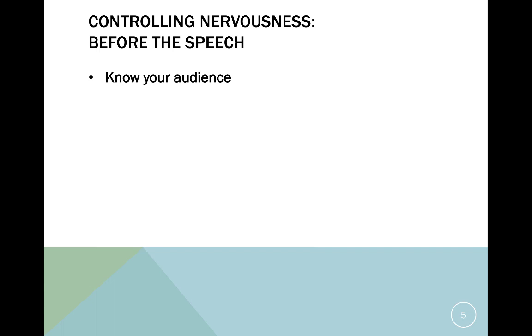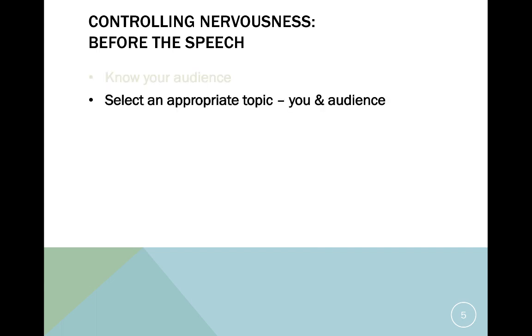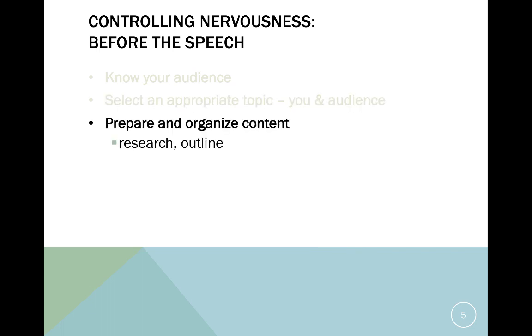Or say you're talking to a really conservative group and you choose the wrong topic. I mean, selecting an appropriate topic is important, both for you and your audience. I wouldn't speak to a really conservative group about certain topics. I would think about whether this topic was most appropriate for them so that I can make sure they're more likely to be tuned into my speech, and that's going to make me less nervous.